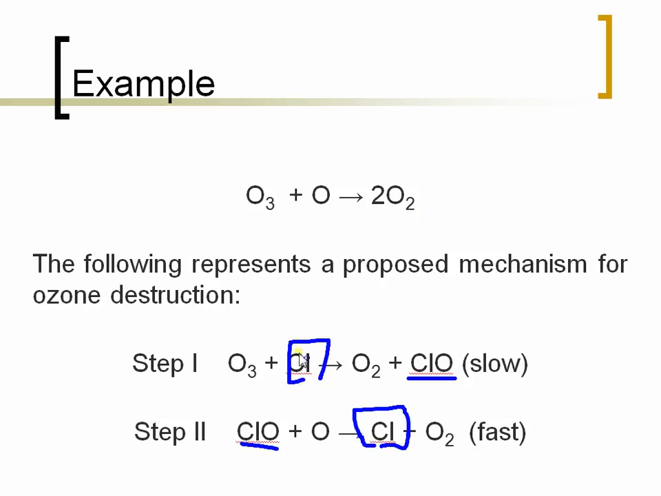The boxed ones are my catalyst. They get consumed and disappear after you add them up. Your intermediates are produced but also consumed in another step, but they never show up in the overall reaction. This is how you're able to identify both of those if you're ever given a step-by-step mechanism of a reaction. All right, I hope that helps.